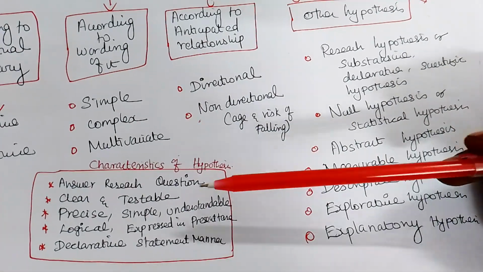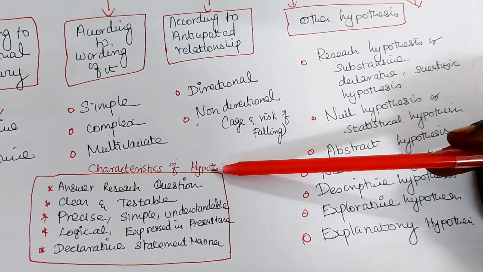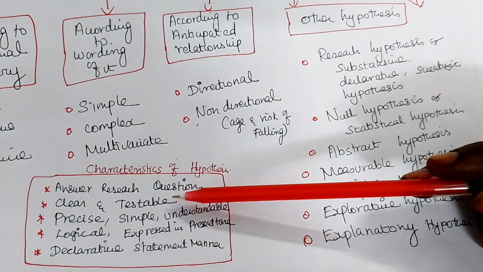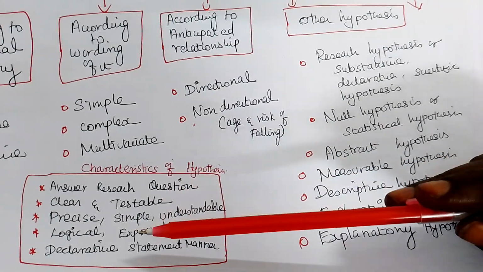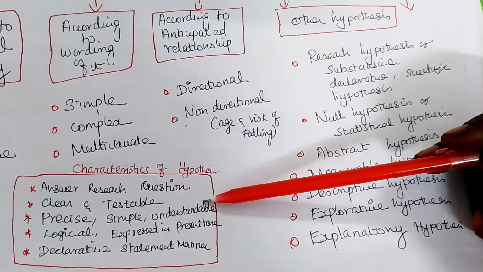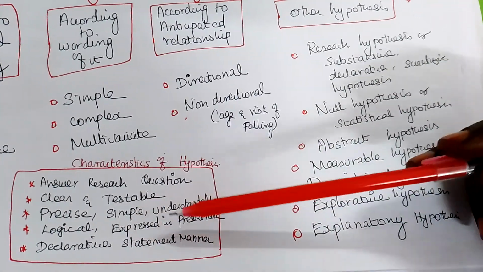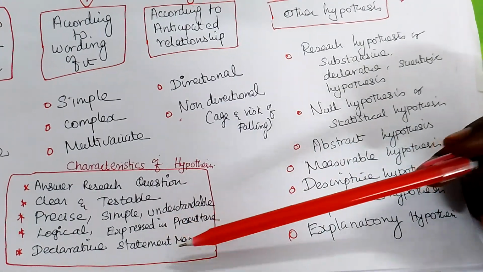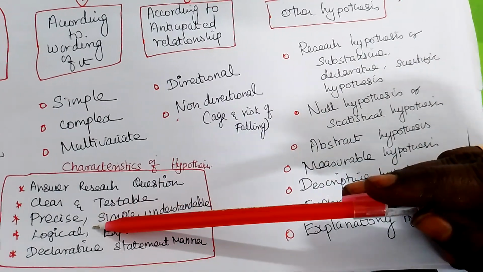The hypothesis should be an answer to the research question. Then only will you be able to test the research you are going to do. The hypothesis should be clear, testable, precise, simple and understandable. It should be logical, expressed in the present tense, and it should be a declarative statement. It's very important that it should be logical, right or not?